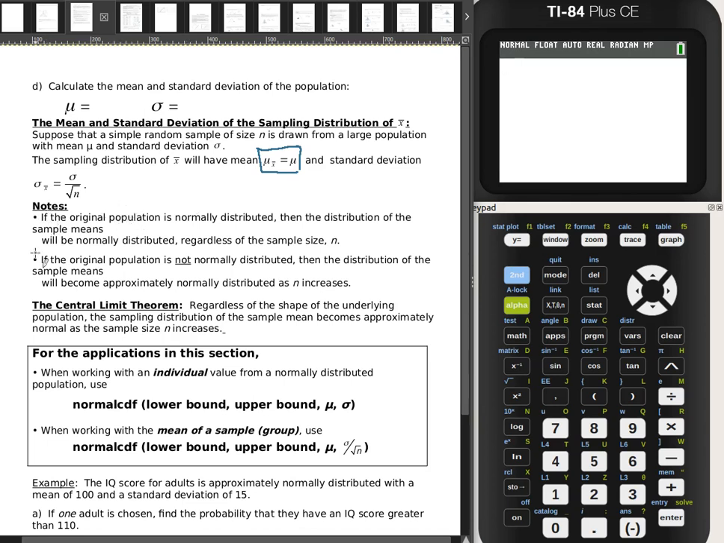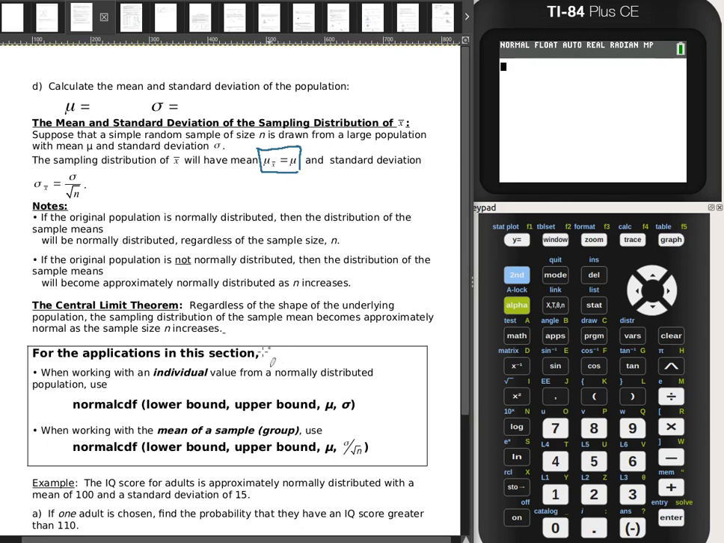But there's a couple of side notes here, which this one makes sense. If the original population is normally distributed, then the distribution of the sample mean will also be normally distributed. And here it doesn't even matter the size of the sample. But if the population is not normally distributed, and this is something that's so nice about this distribution of the sample mean, even if the population is not normally distributed, then the distribution of the sample mean will be pretty much normally distributed, especially as n increases. As the sample size increases, it will become more and more normally distributed.